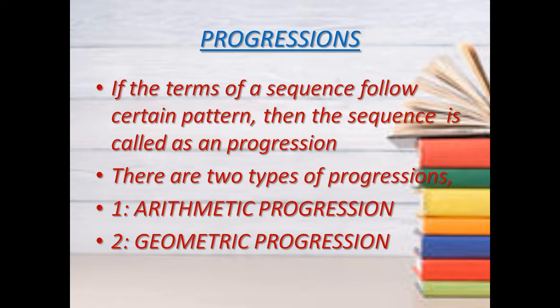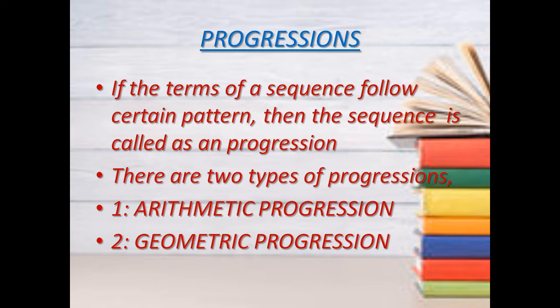Next, what is a progression? If the terms of a sequence follow a certain pattern, then the sequence is called a progression. Let us take an example of a sequence 2, 4, 6, 8, 10 and so on. There is a certain pattern in this. That is, it is a sequence of even numbers, or every term is obtained by adding 2 to the preceding term. Therefore, if the terms of a sequence follow a certain pattern, then the sequence is called a progression.